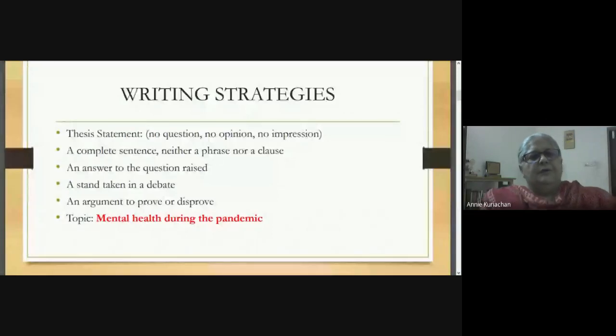So we are now entering writing strategies. What do we need to look at when we are writing on a particular topic? The most important aspect of writing is formulating the thesis statement. I would like you to look at the thesis statement as not a question, not an opinion, and not an impression. I'll explain why it should not be a question, an opinion, or an impression.